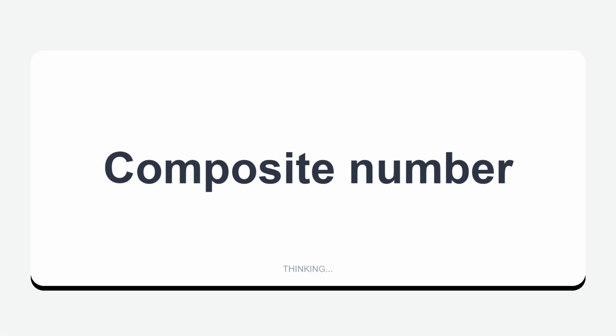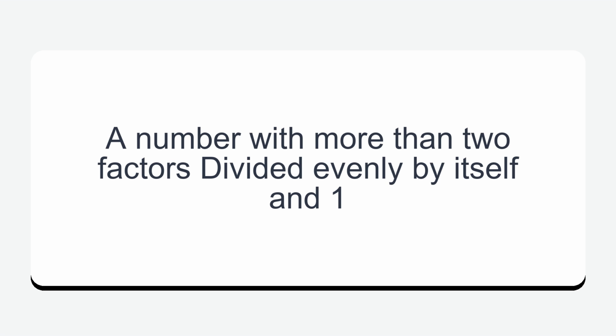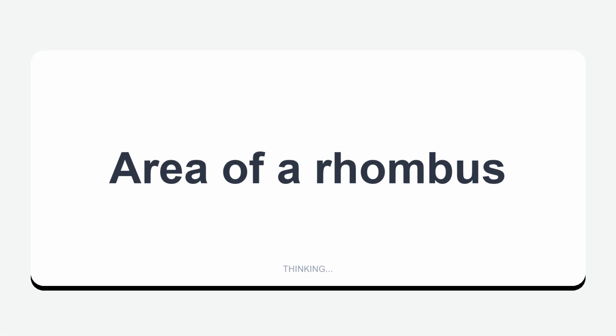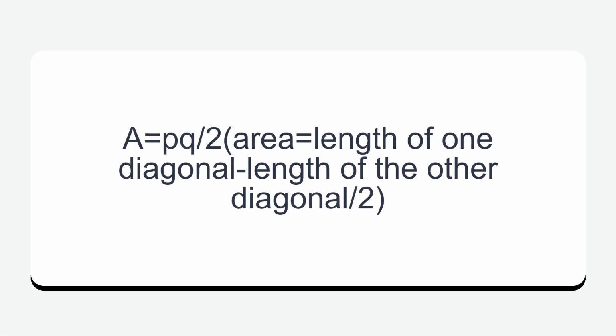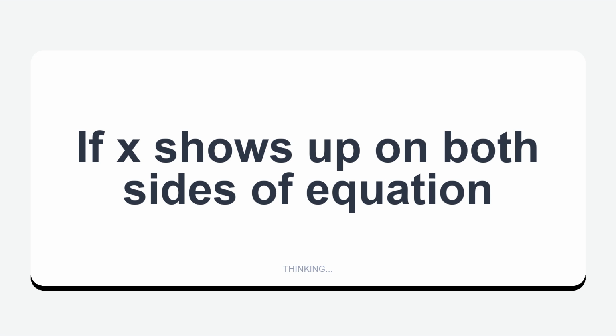Composite number: a number with more than two factors, divided evenly by itself and 1. Area of a rhombus: A equals PQ/2, area equals the length of one diagonal times the length of the other diagonal, divided by 2. If x shows up on both sides of the equation.